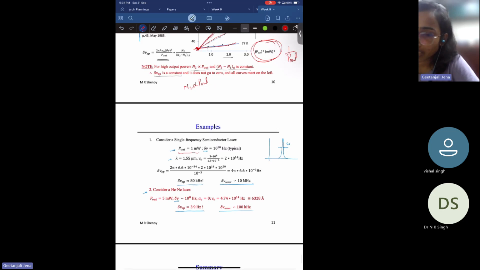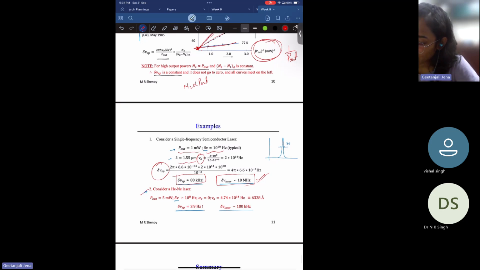Let's say we have P output as 1 milliwatt, delta nu is 10 to 10 hertz, and lambda this value. Then we can calculate the value of mu 0. Then we can calculate the line width due to the interference of the cavity mode with the spontaneous emission, which will come around 80 kilohertz, and for the laser it will come around 10 megahertz. You can see the laser is broader than the line width due to the spontaneous emission. And this is for the helium neon laser.